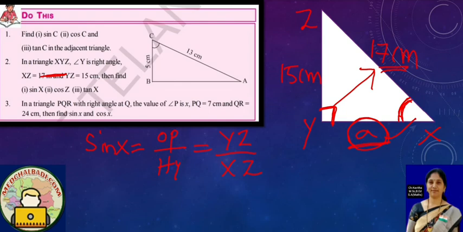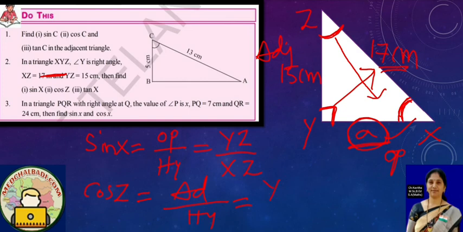Just write the numbers, the lengths. And similarly cos Z, they are asking for cos Z, so based on Z you have to write. If this is the angle, then this becomes the opposite, and this becomes the adjacent. What is the cos Z formula? Adjacent by hypotenuse. So what is adjacent here? YZ is the adjacent by hypotenuse, that is ZX. Now mention the lengths.